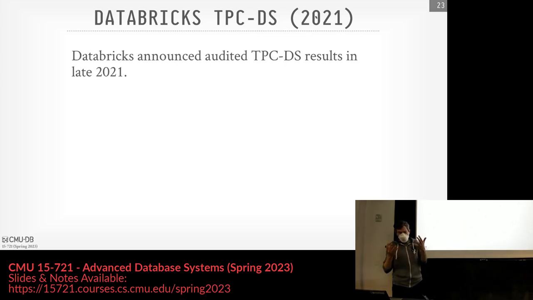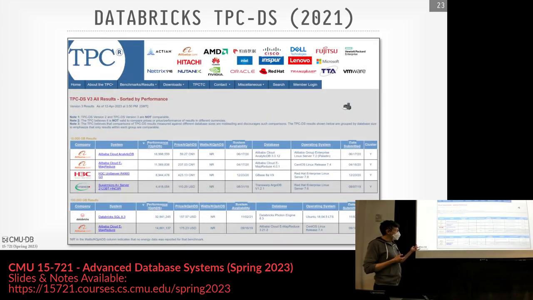So that's why a lot of papers we read only look at TPC-H. But if you want to actually test your system, a modern system, you'd want to use TPC-DS. So this is the web page. It's straight out of the 2000s, but it is what it is. But this is the official results here.